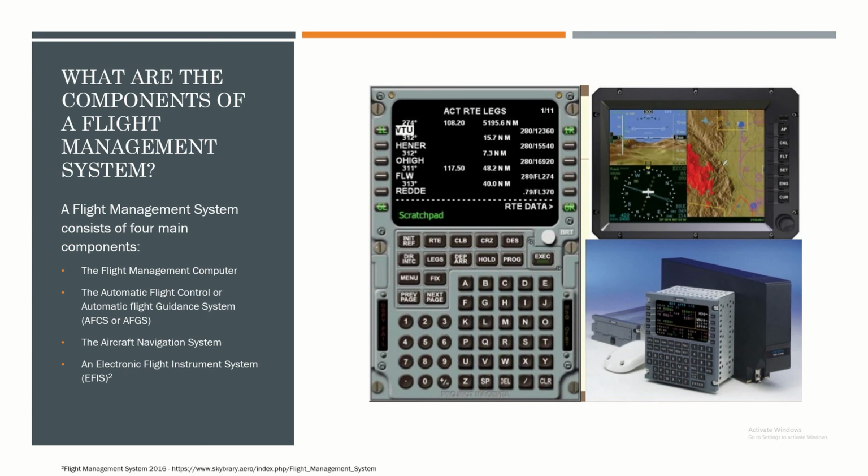What are the components of a flight management system? So a flight management system consists of 4 main components, and that would be the flight management computer, which is the little display that we are all very aware of in the cockpit. That's the one we see the most. We would refer to it as the FMS. Then it would be the automatic flight control or automatic flight guidance system, sometimes referred to as AFCS or AFGS, the aircraft navigational system, and the electronic flight instrument system, which many of us refer to as the EFIS.